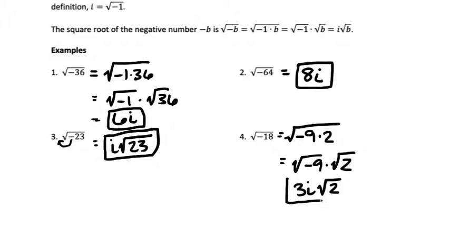So, if we have a situation where we have a square root that's simplified and an i, the i comes after the number in front of the square root but before the square root, so it goes in between these two. So for square roots, i comes first. For numbers, i comes second, and then i goes in between those two.